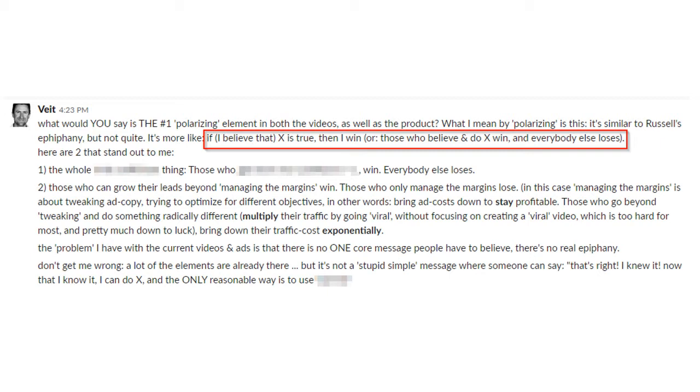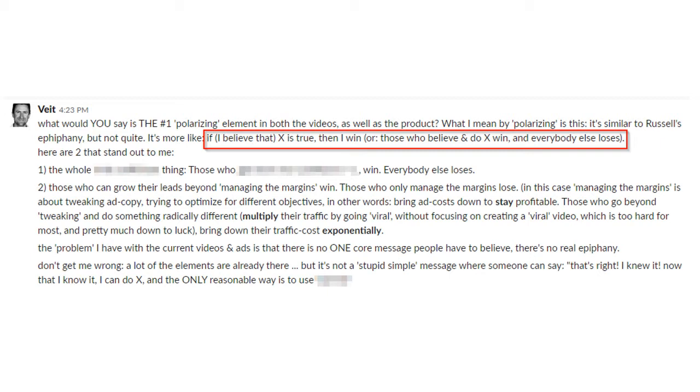Because what I found is there wasn't one polarizing element. They were doing the usual thing. Hey, here's a nice little framework, and it does cool things, and here are bonuses, and all that kind of good stuff. But there wasn't one thing where you get people to align with that message and say, that is what I want. So, like I say here, what I mean by polarizing is this.